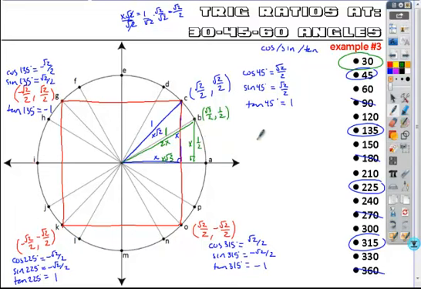Okay. And so that's the other piece that you need to memorize. Or if you want to memorize things and not recreate it like I did just here, you can memorize that the shorter side is 1/2, the longer side is root 3 over 2 for all the multiples of 30. So the cosine of 30 degrees is root 3 over 2. The sine of 30 degrees is 1/2.